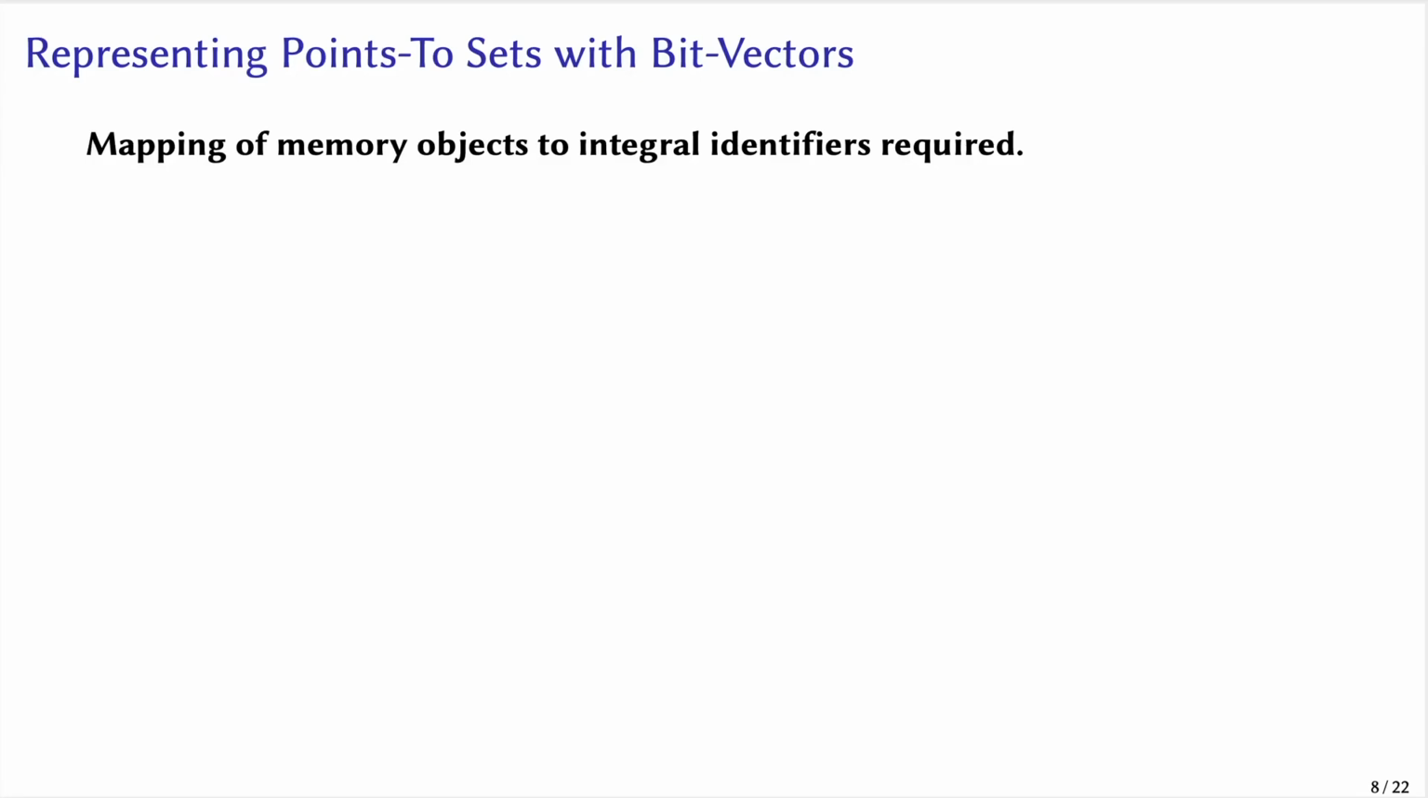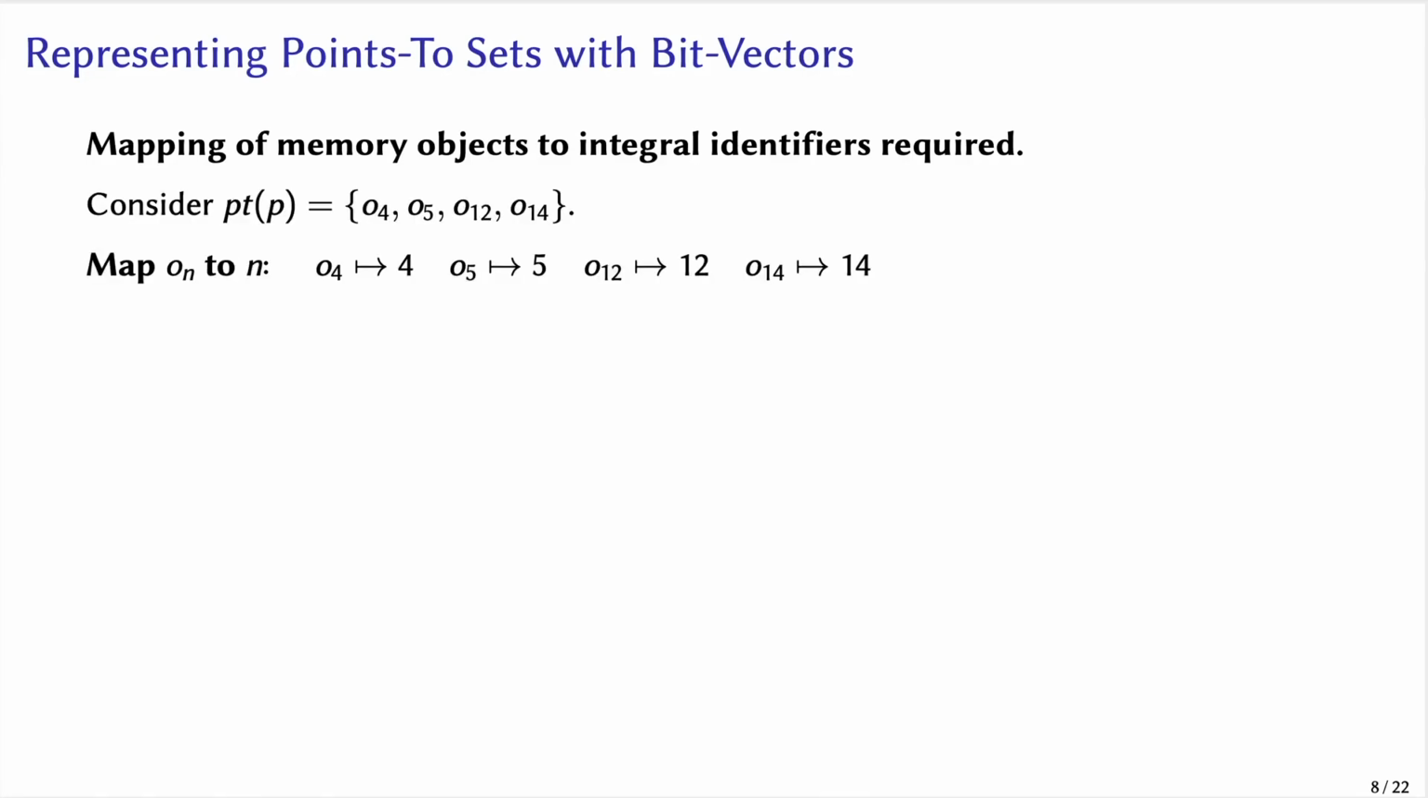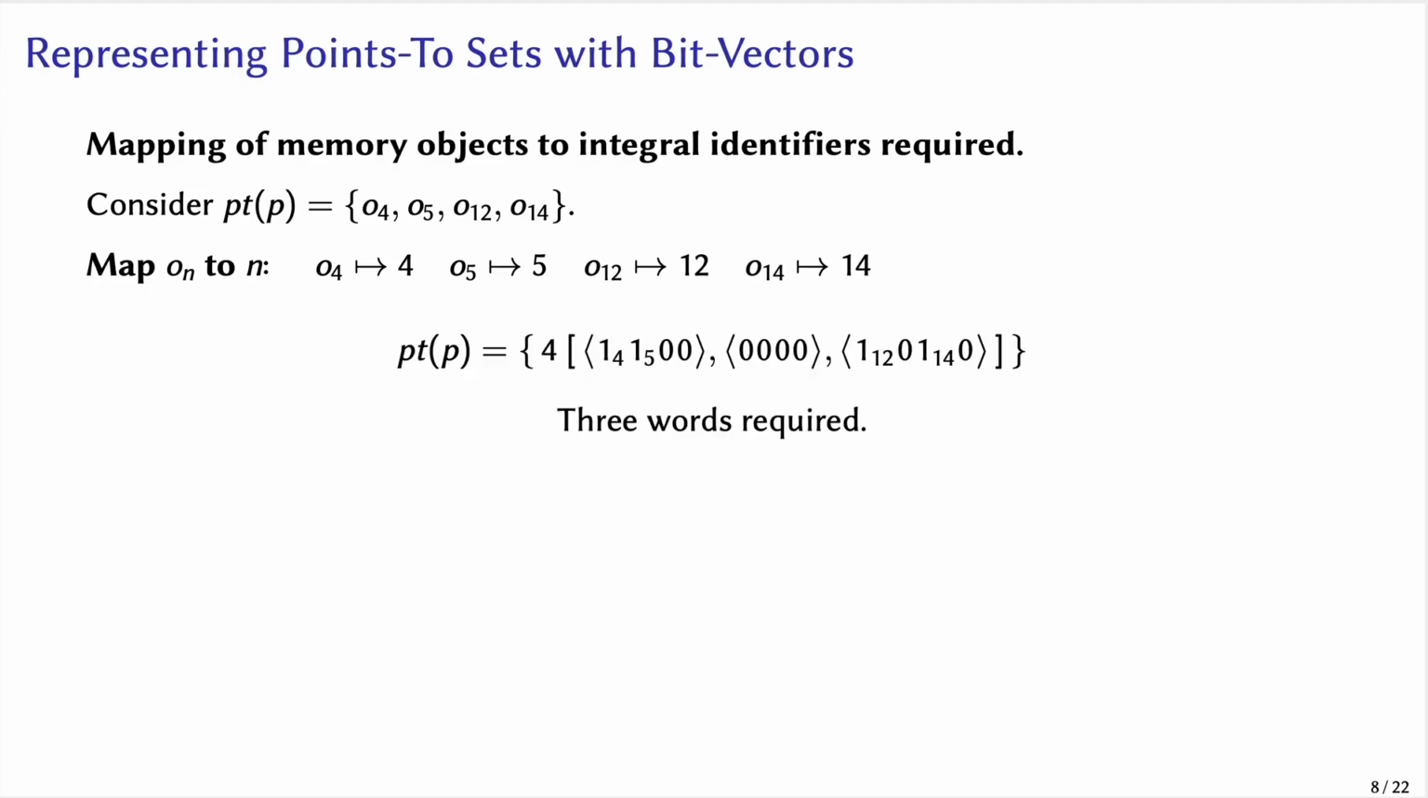In order to use bit vectors as points-to sets, we need to map our memory objects, or points-to targets, to integral identifiers. For example, consider a points-to set containing objects o4, o5, o12, and o14. A naive mapping would be to map each object according to its subscript, and similar mappings are common in real-world implementations. As a core bit vector, this mapping causes the points-to set to require 3 words.